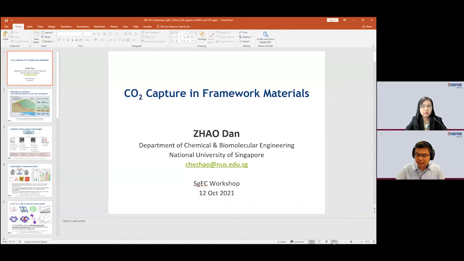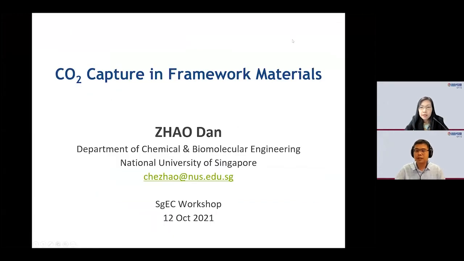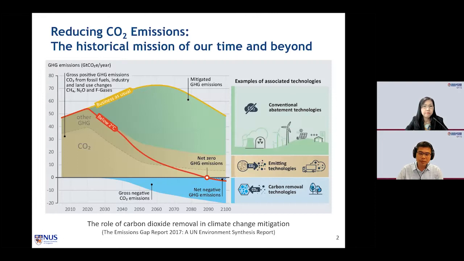Can you see my slide? Yes. Okay, excellent. So I need to modify the content a little bit just to include more research results. So the title would be CO2 capture in framework materials from NUS Chemical and Biomolecular Engineering.